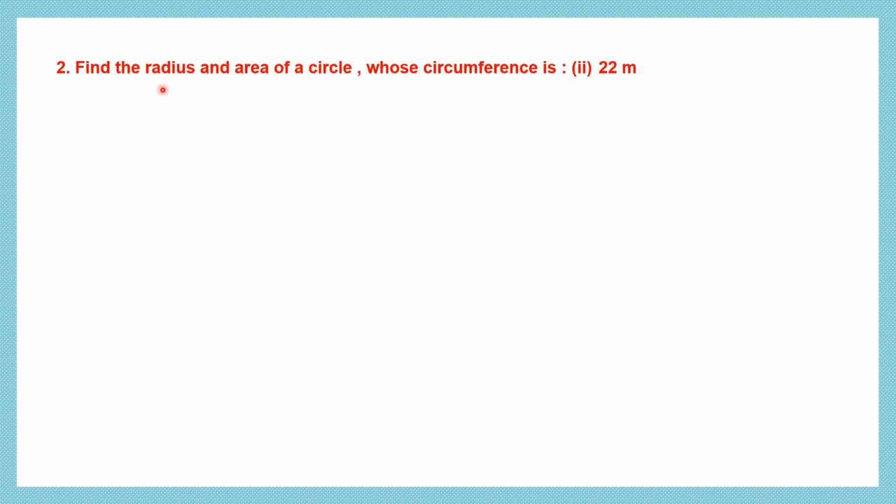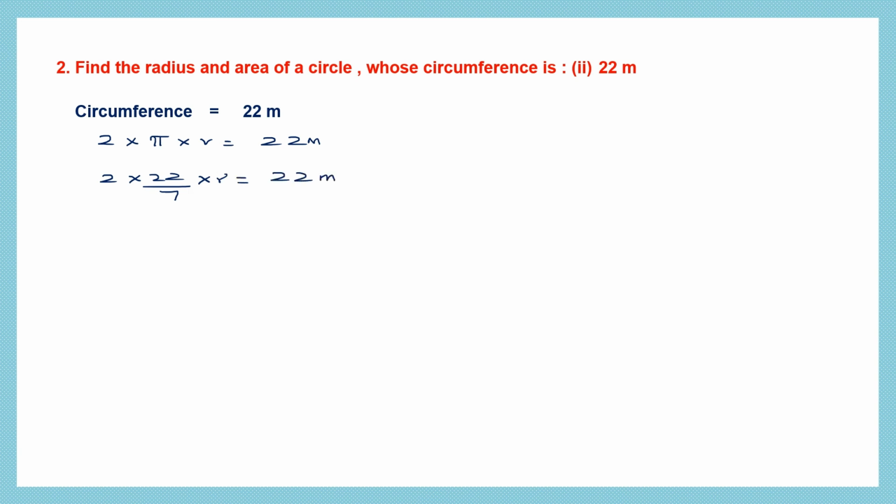Question 2 itself, we have to find the radius and area of the circle. This time the circumference measurement is 22 meters. So circumference is given to us, 22 meters. Now we're going to use the formula to find the circumference, that is 2 into pi into r. 2 pi r is equal to 22 meters. That is 2 into 22 by 7 into r. So we're going to find the radius. So let's multiply this. 2 into 22 is 44. So that is 44 by 7 into r is 22 meters.